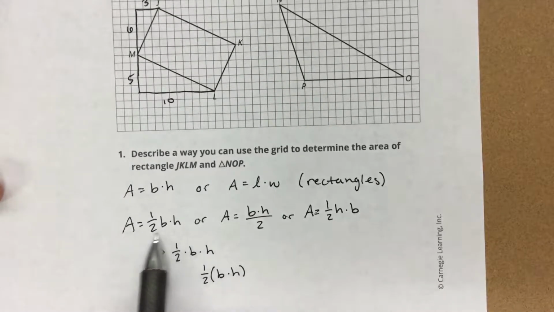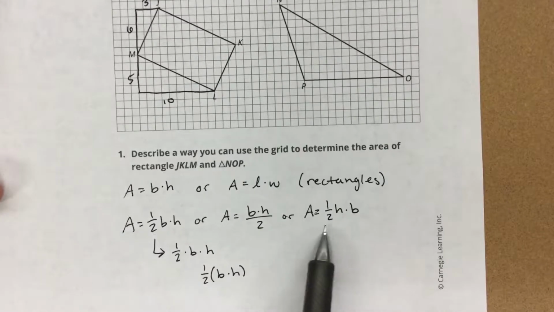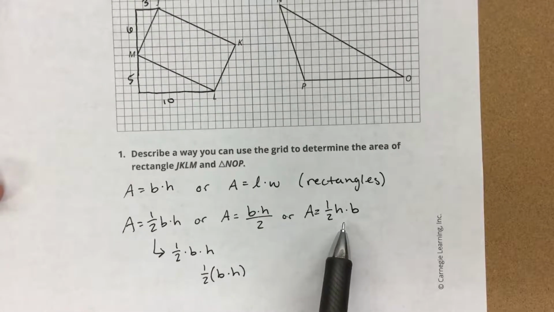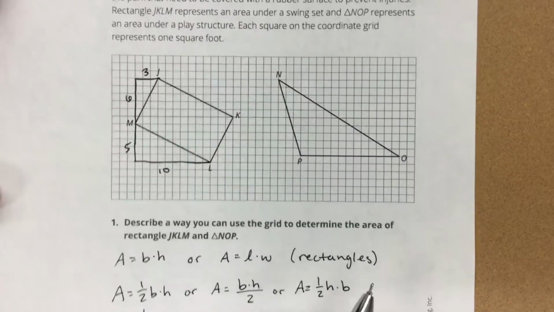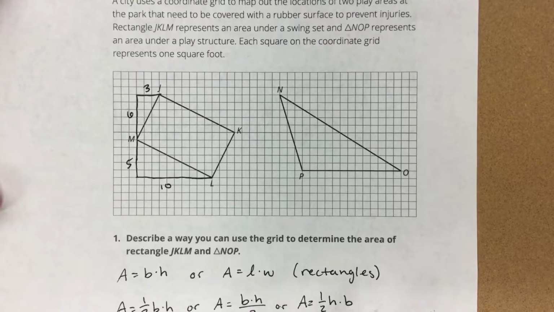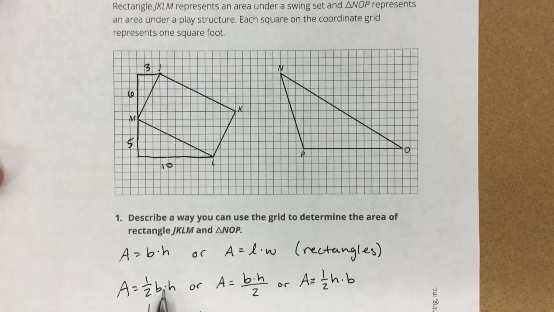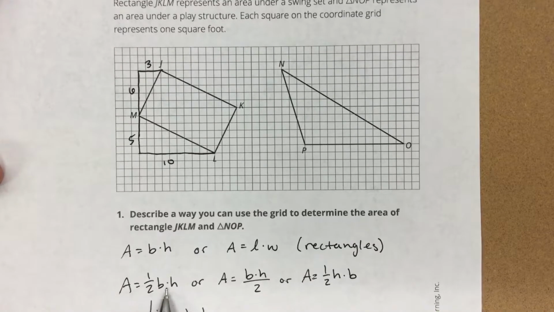I personally like this form or this form most. Like I said, I haven't seen this one very often, but it is something that you can see or that you can use. So for this problem, to find the area of this triangle up here, we need a base and a height. We said that area, sorry, down here, very bottom of the screen, area equals 1/2 base times height, which means I need a base and I need a height.